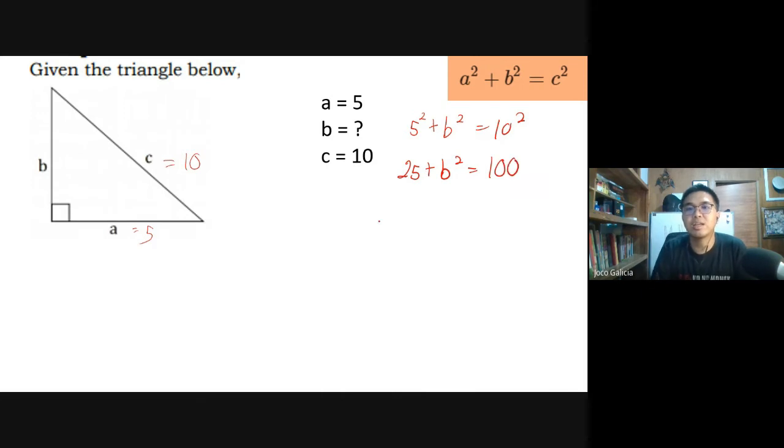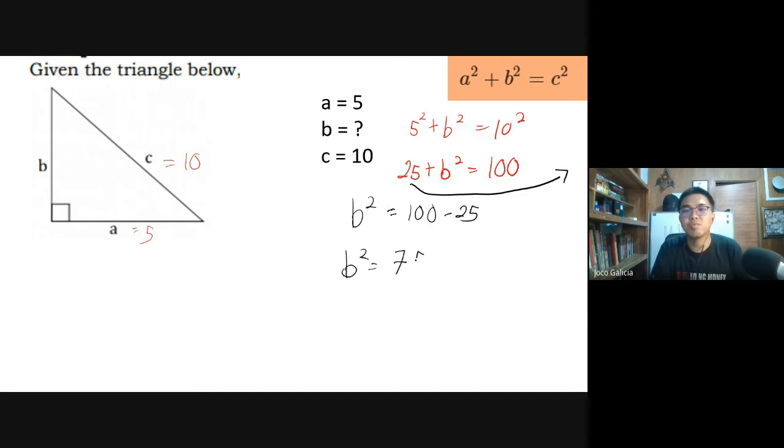Then after that, copy lang natin yung B squared. So B squared, copy. Then transpose positive 25 sa right side. Bakit? Para ma-evaluate natin. Now, B squared, copy, equals 100. Transpose natin si positive 25 to the right side, kaya magiging negative 25. B squared, copy. 100 minus 25 ay 75.